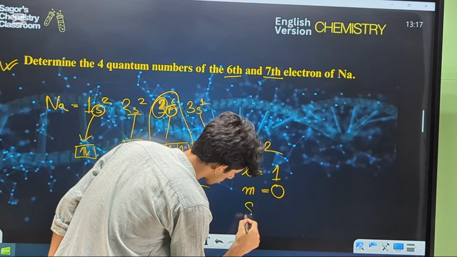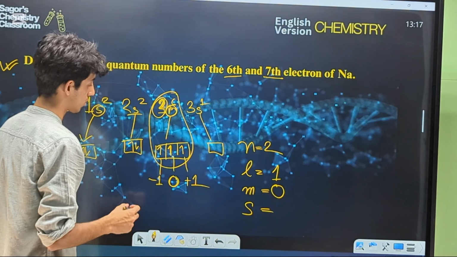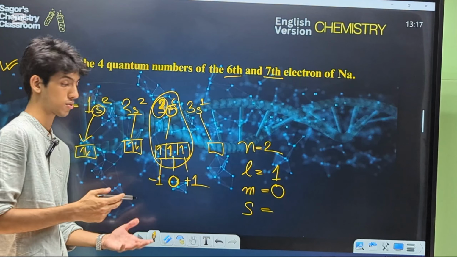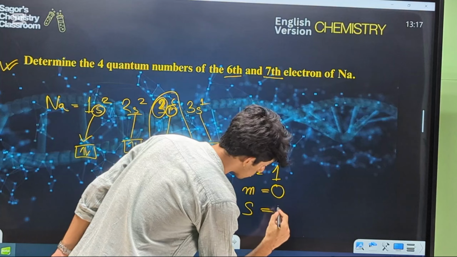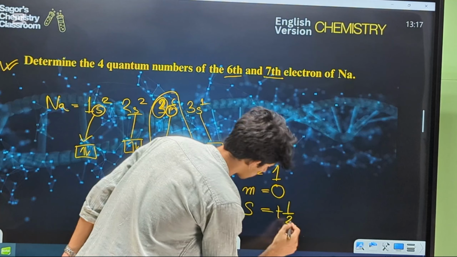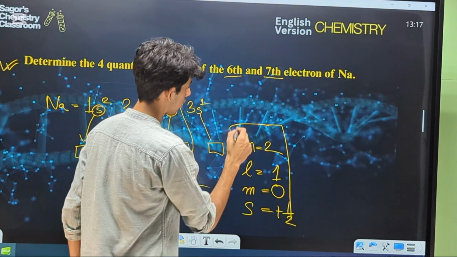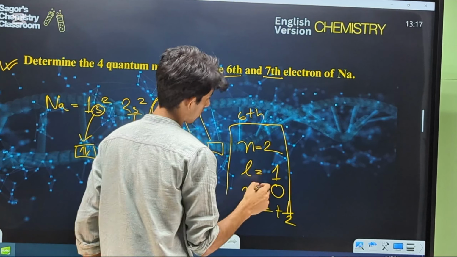And for s, the last quantum number, the direction of the rotation of the electron is above, so it will be +1/2. So these are the four quantum numbers of the 6th electron.